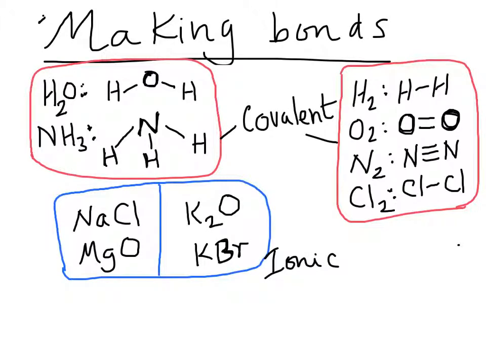In part 1 of the Making Bonds lesson, we looked at ionic bonding in particular. This set of substances contains ions, which means charged particles, and we looked at how they join up together, what keeps them together, and how they are bonded, in other words. This lesson is about covalent substances.